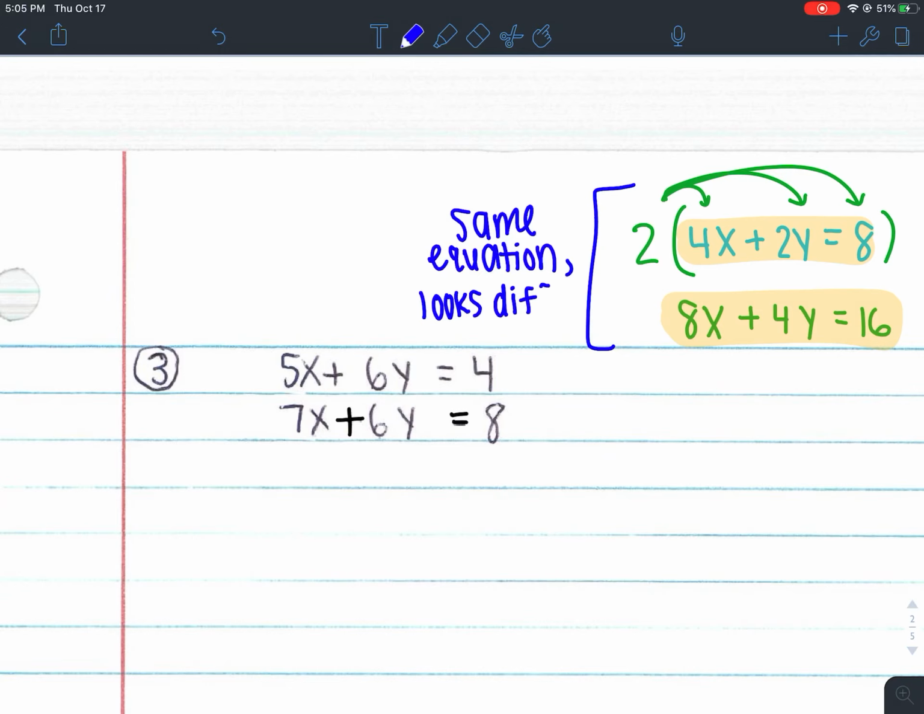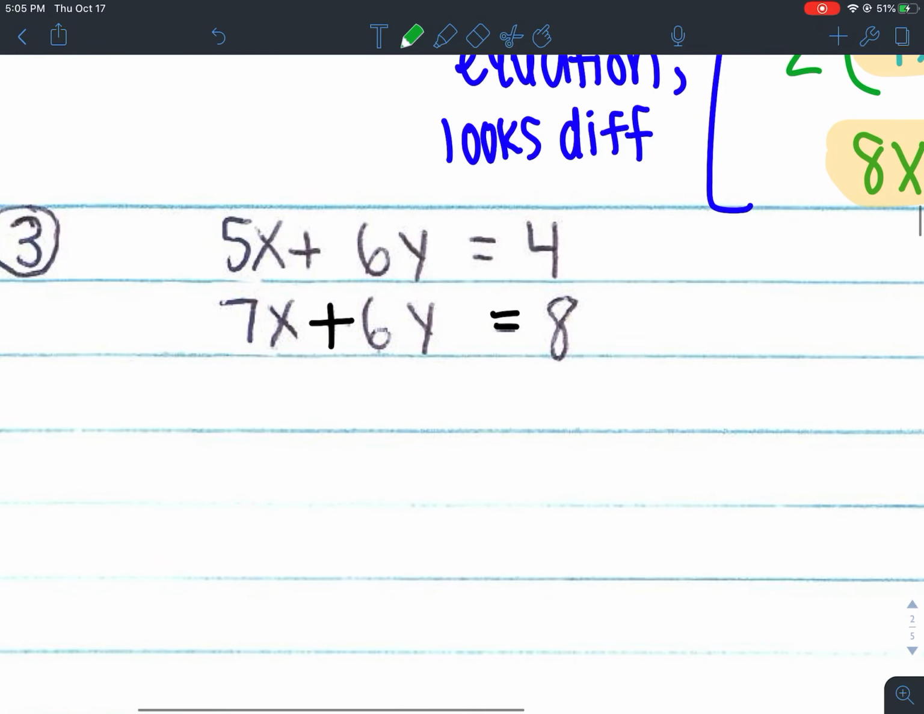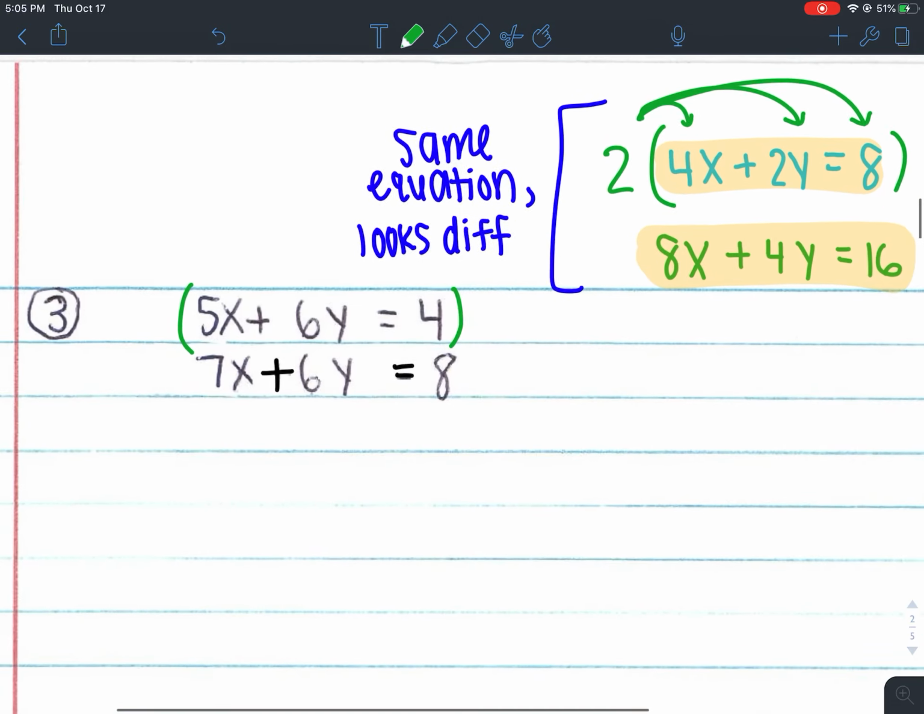It just looks different. Okay? So with number 3, I'm going to have to do some plastic surgery here because I can't really eliminate with what I've got so far. So you're going to pick one and you're going to do plastic surgery on it. Okay, I'm going to pick the first one. I'm going to pick this first equation.